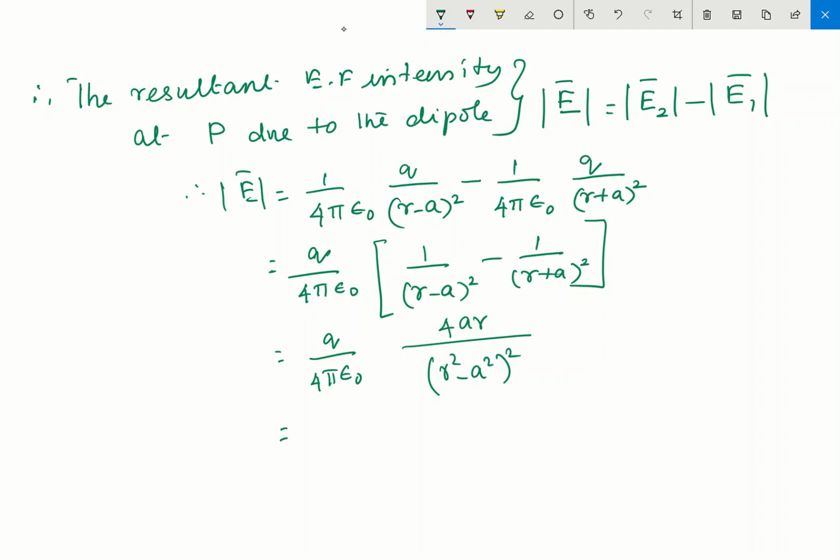What is dipole moment? Dipole moment P is equal to Q into 2A. Correct? Therefore, what I am going to do here is Q by 4 pi epsilon naught into Q into 2A into 2R, that is 4AR. This can be written as, divided by r squared minus a squared the whole squared.